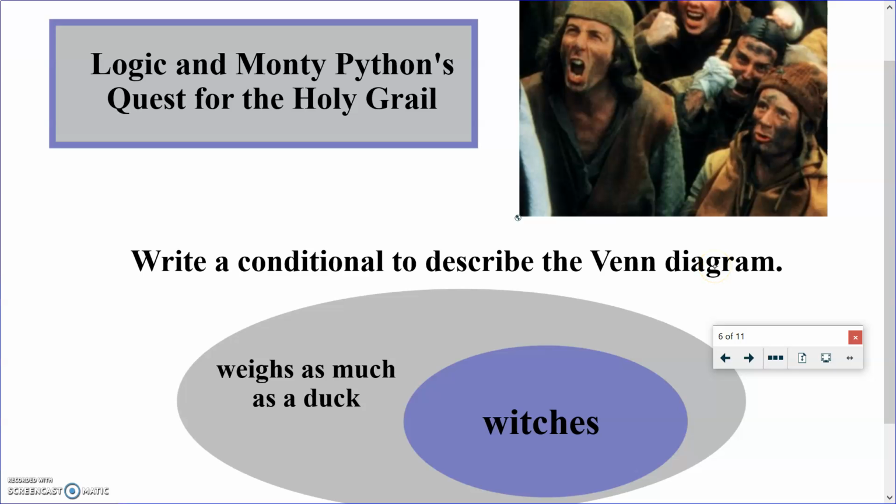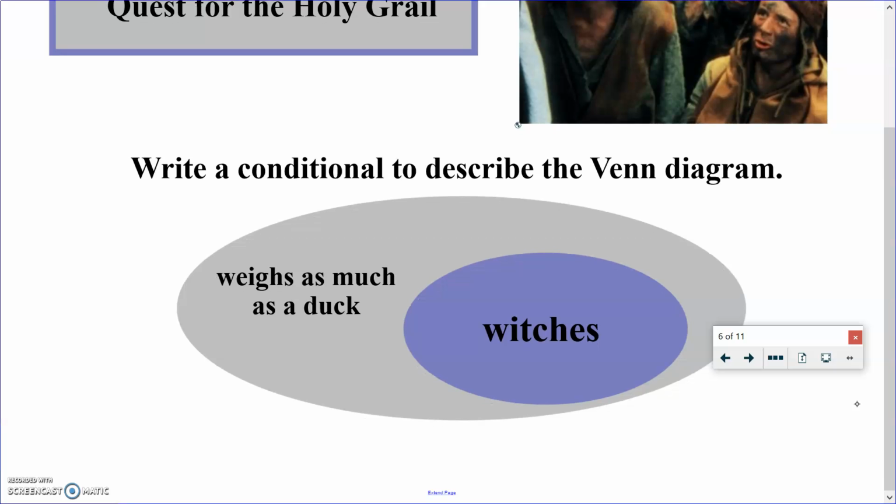So if you've ever seen Monty Python and the Holy Grail, it's a great movie. I would highly recommend it. But they use some very flawed logic, but we're going to use their logic right now. And we're going to talk about some witches. And if you have the chance, you could pause this and watch on YouTube the Monty Python, and you could just look up "The Witch Weighs as Much as a Duck," and it's a great little clip. I would highly recommend it. But that's what we're using here.